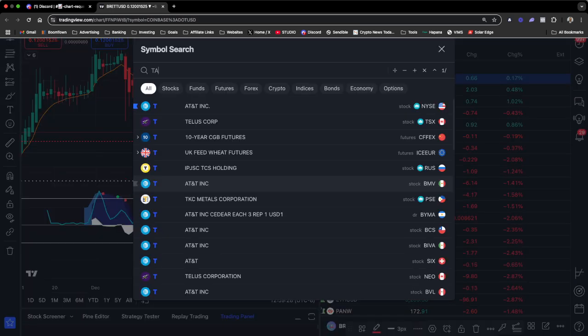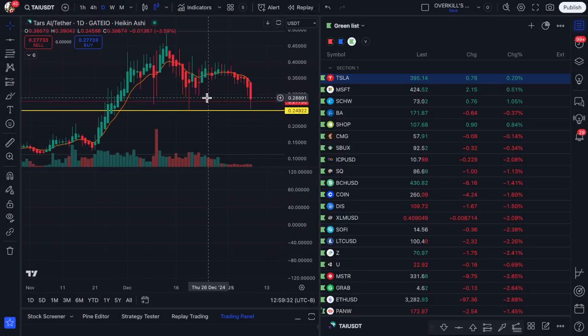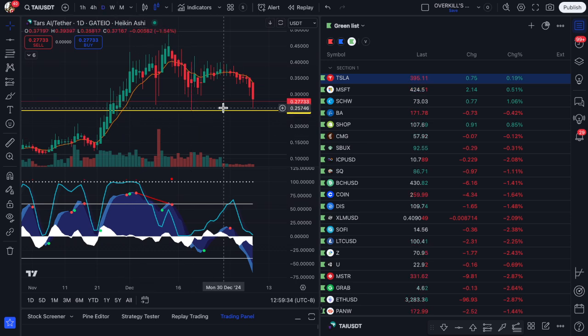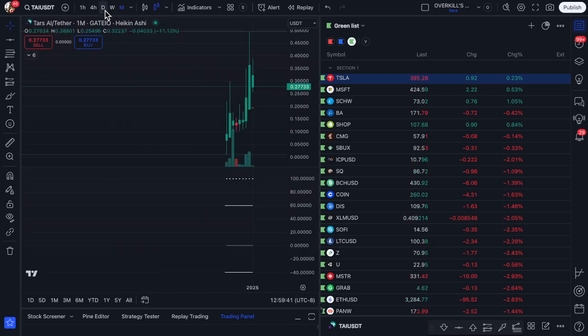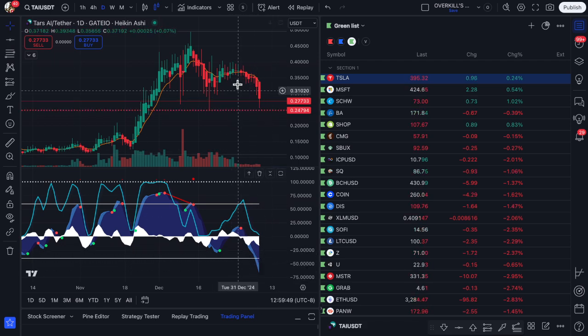We got TARS AI. Also selling off really hard. What's the monthly saying here? Monthly's still green from a candles perspective. I put a stop loss on this one at 25. This one looks a little more scary. Okay, wait for that green dot confirmation.